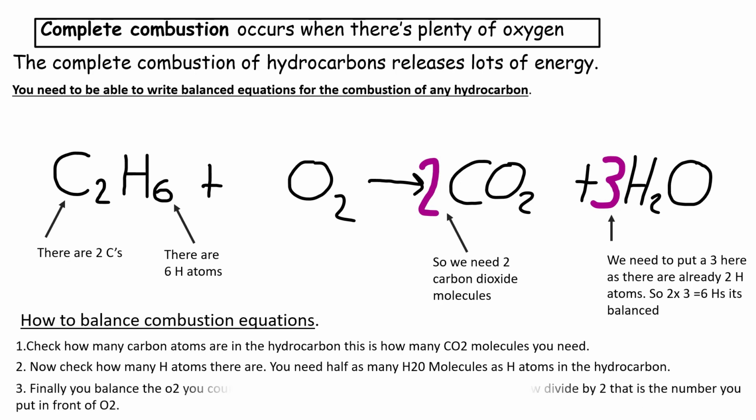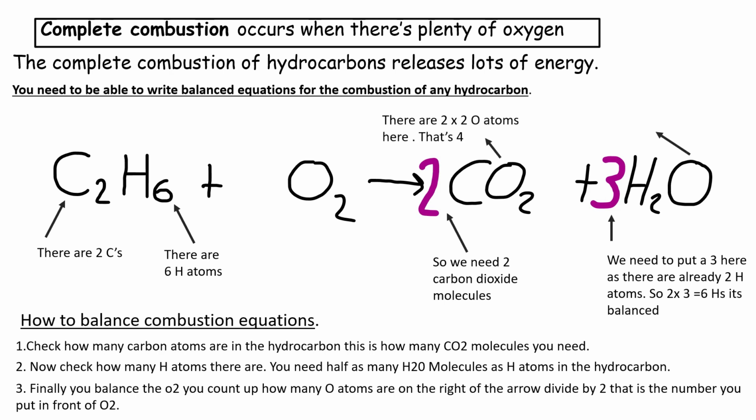And finally, we need to check how many oxygen atoms are on the right-hand side of the arrow. We always leave the oxygen to balance until last. Now we can see on the right-hand side of the arrow, we've got 2 times 2 oxygen here. There's a big purple 2, so times the O2 on CO2. There's 4 there. And then over on the water, on the 3H2O, we've got 3 times 1 oxygen. That makes a total of 7 oxygens.